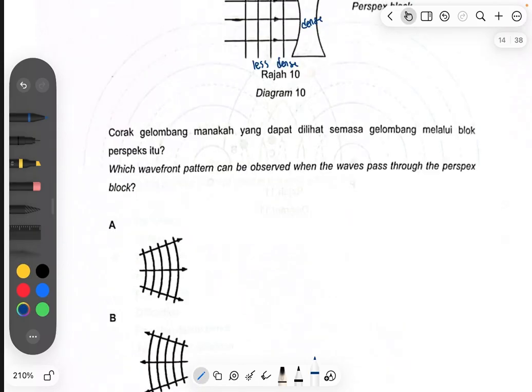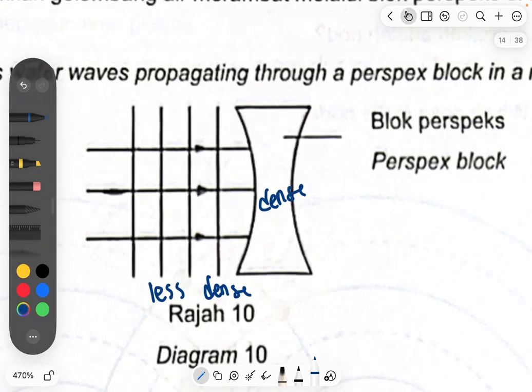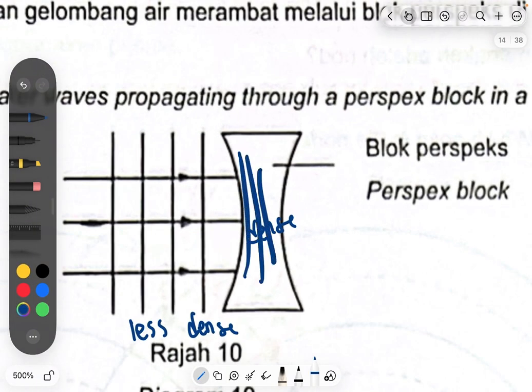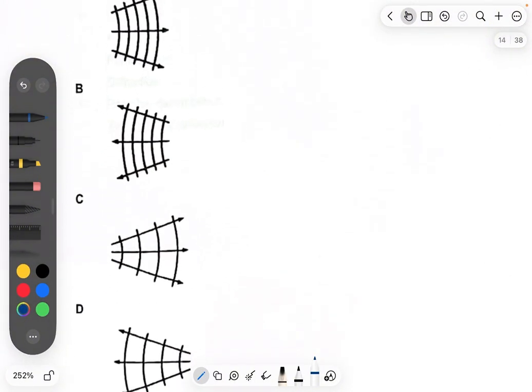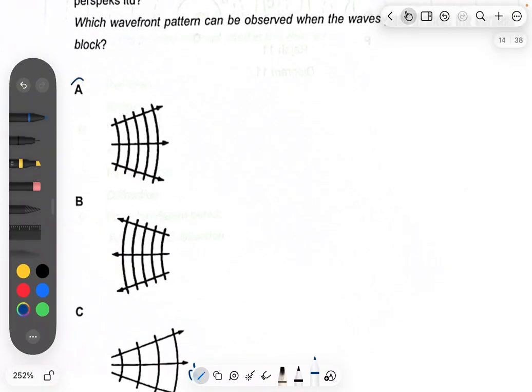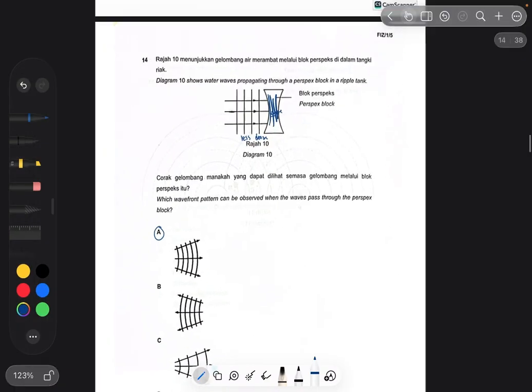Why is the shape like that? So dia akan macam ni kan? This is like diffraction. I don't think that's the answer. Is it A? Yeah, it's A.